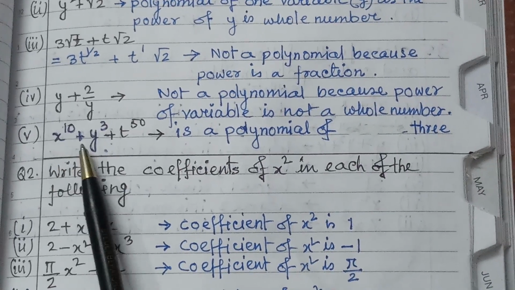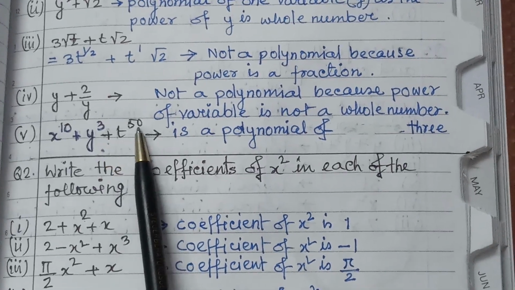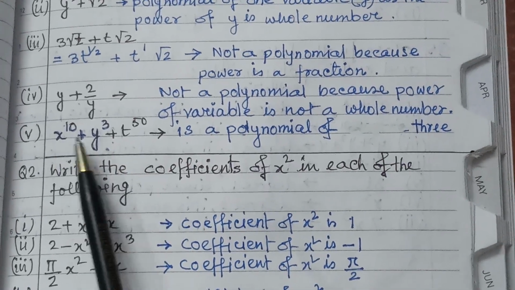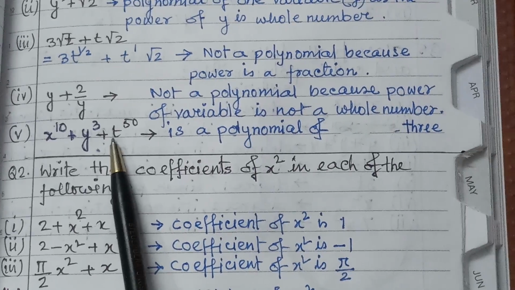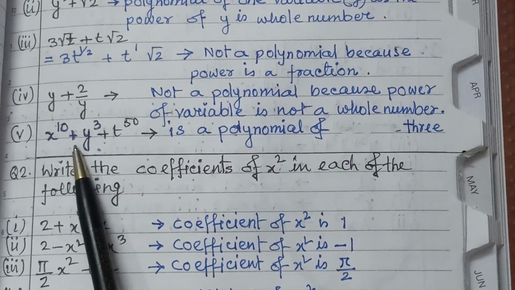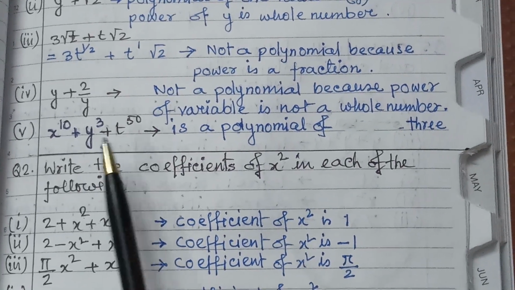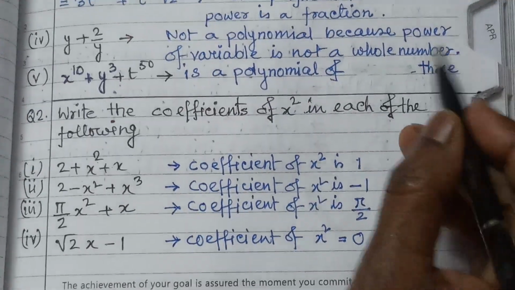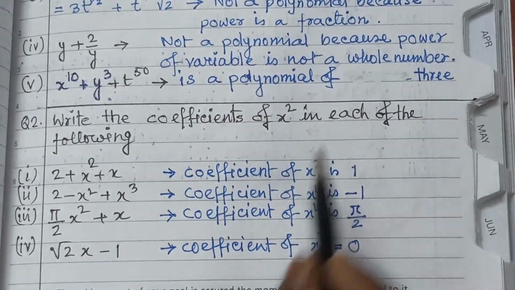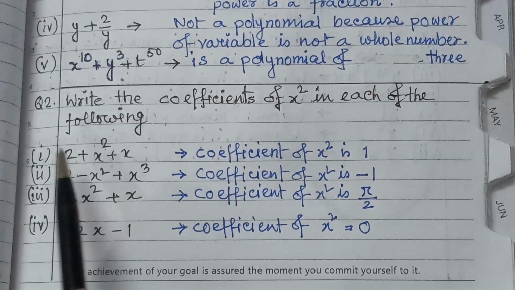X to the power 10, y to the power 3, t to the power 50. There are 3 algebraic terms. So it is a polynomial, but it has 3 terms and 3 variables.